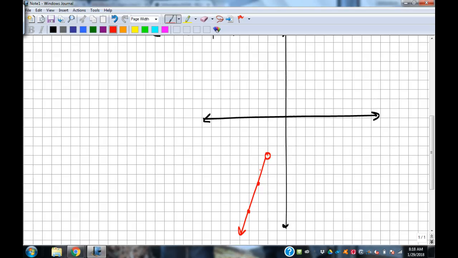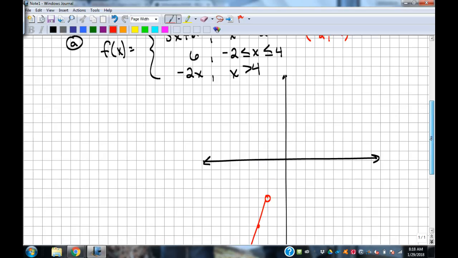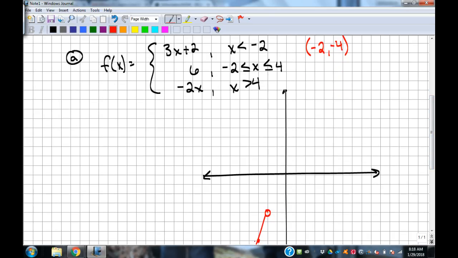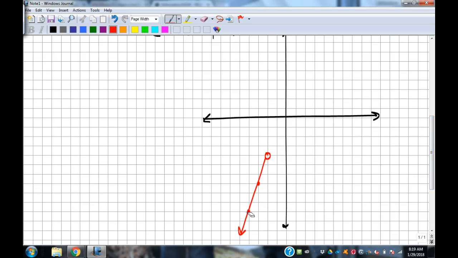Exactly. So Brandon said plug in -3 and -4 for x. Plug in some x values that are less than -2. Like -3. If I plug in -3, -9 plus 2 is -7. And guess what? That's that point right there. If I plug in -4 for x, I get -12 plus 2 is -10. And that's that point right there.